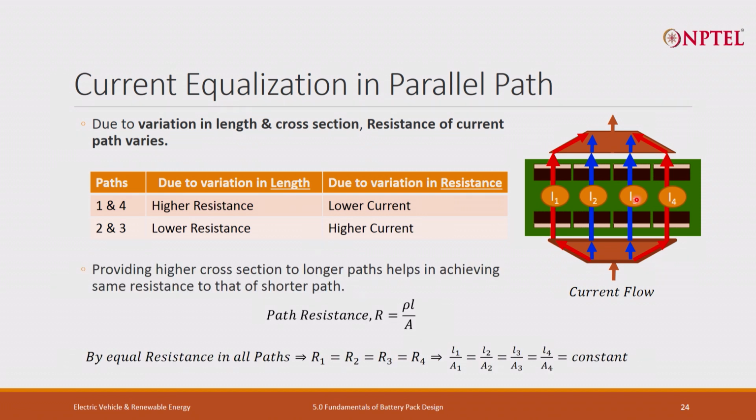Since length is increasing, I can change the cross sectional area, that is in our hand during the design phase. And how do we do that? The path resistance R is nothing but rho L by A, that means R is proportional to L by A. So, if I have to make R1, R2, R3, R4 the same, then R1 = R2 = R3 = R4 means L1 by A1 = L2 by A2 = L3 by A3 = L4 by A4, and that is supposed to be a constant.